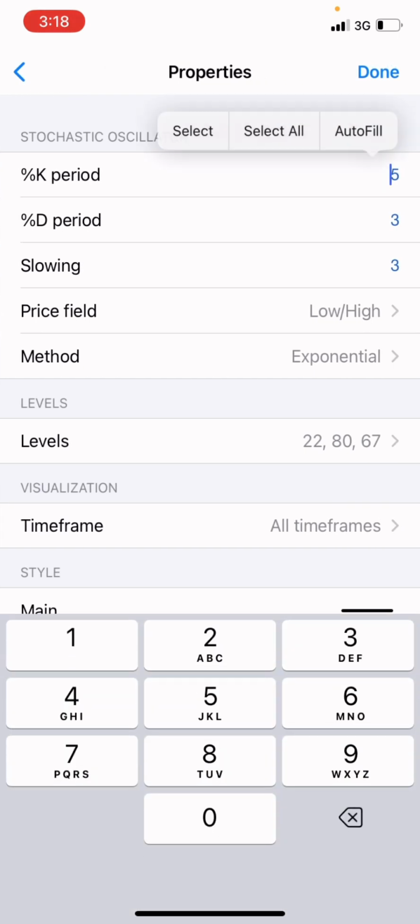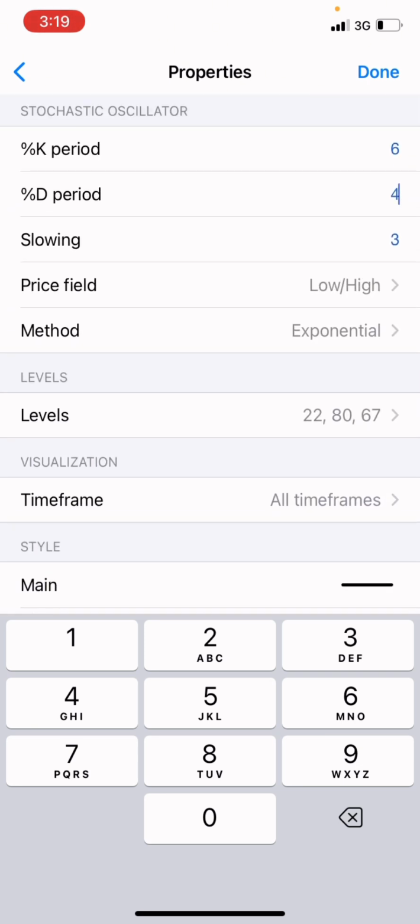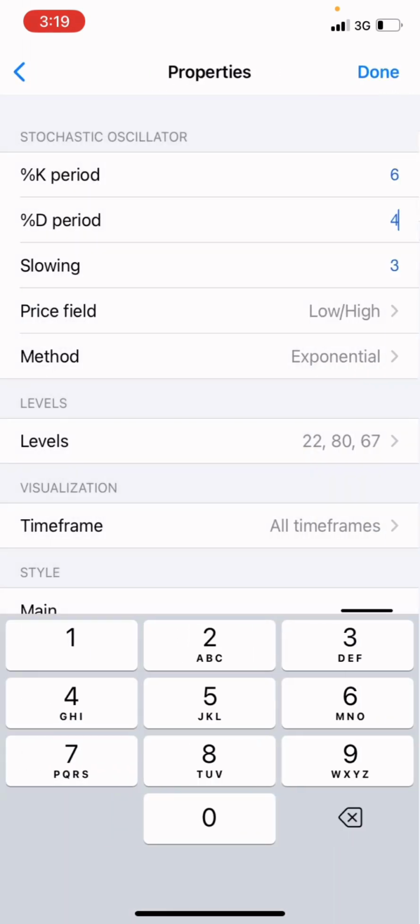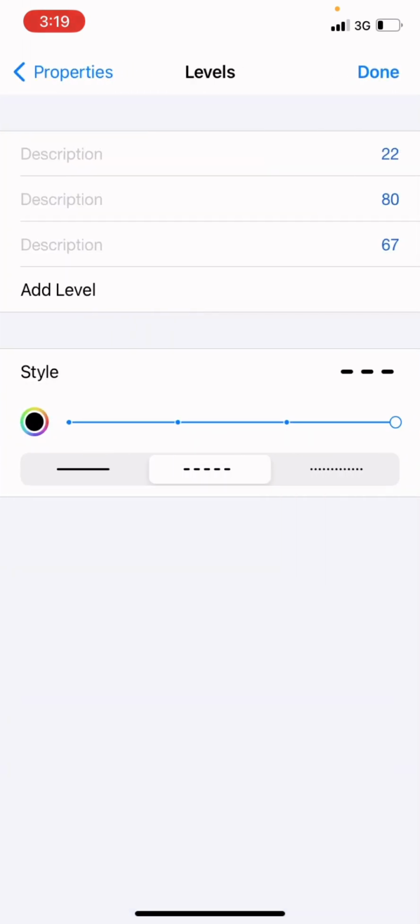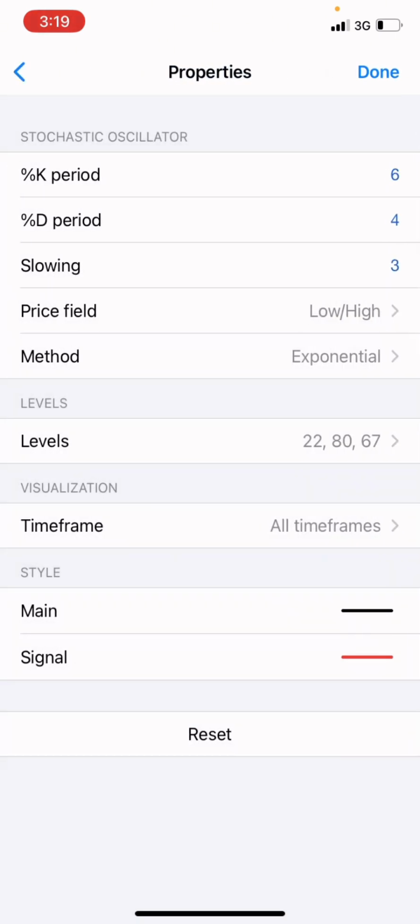You put the period on 6, you change this one to 4, then you leave the slowing on three. Okay, you leave slowing on three. The price feed will be low/high. The method is going to be exponential. The levels are going to be 22, 80 and 64. Style on 4 pixels with the color of black. Then you apply it to all time frames.